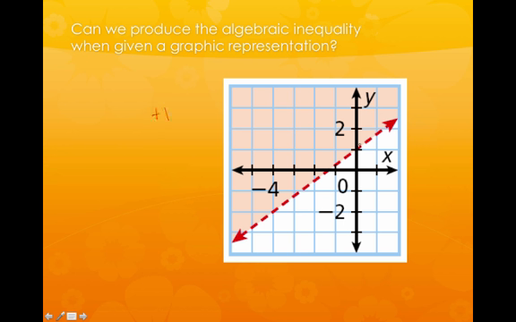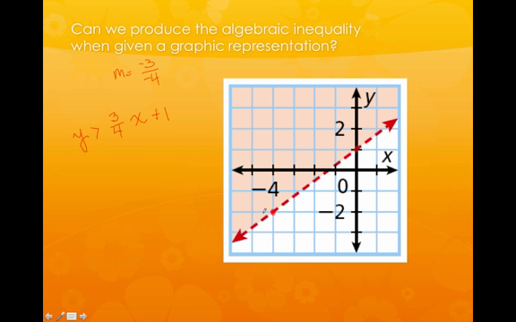I can tell I've gone from here to here, so I've got a rise of negative 3. My slope is -3 and my run is -4, so my slope is 3/4 x. And I've got to decide what I'm going to write for my inequality sign. That tells me that it is greater than, and of course it does not equal because it's a dashed line.